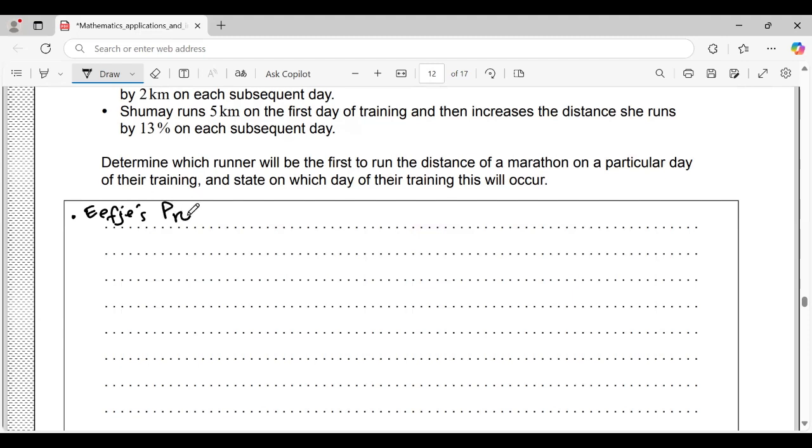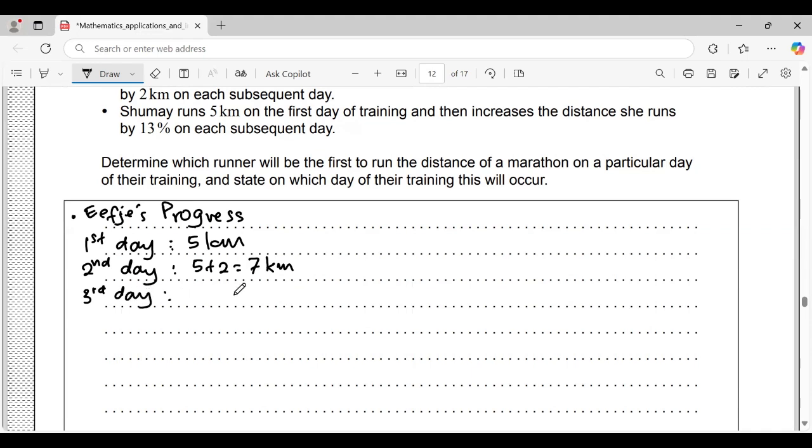FE's progress. On the first day, she runs 5 kilometers. And the second day, she runs 5 plus 2, 7 kilometers. And the third day, she runs 7 plus 2, 9 kilometers. Okay.